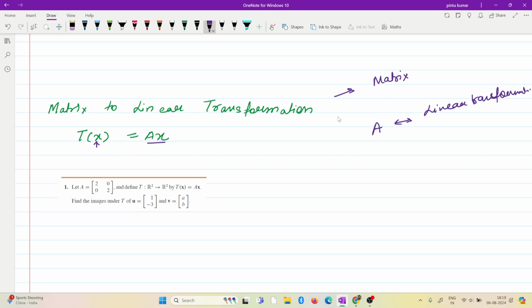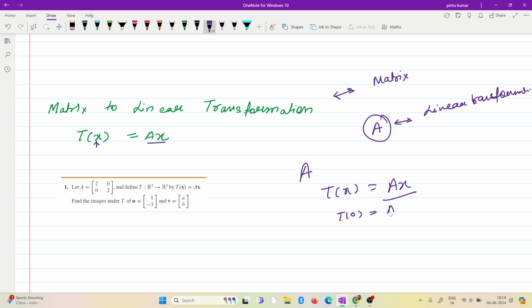So we'll do both the things. If you have a linear transformation, how can you find the corresponding matrix? And if you have a matrix, how can you define a suitable linear transformation? The second part is easier. If you have a matrix A, you can define a linear transformation by A of x. This is a linear transformation. You can check those properties if you want.